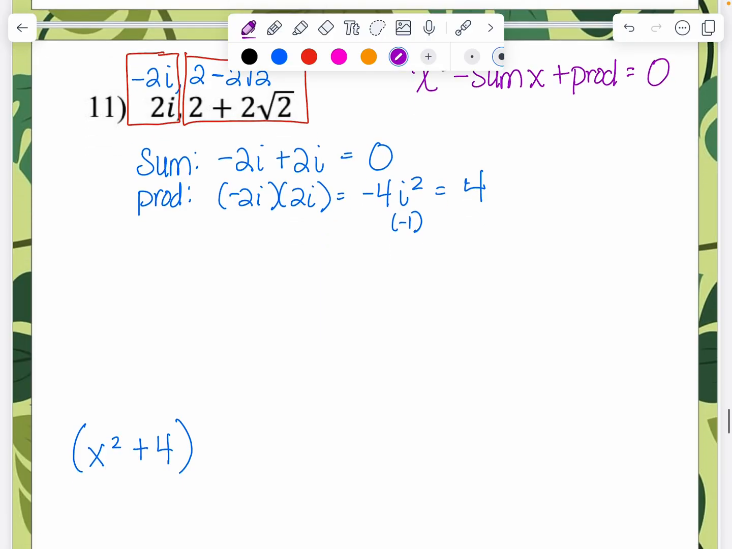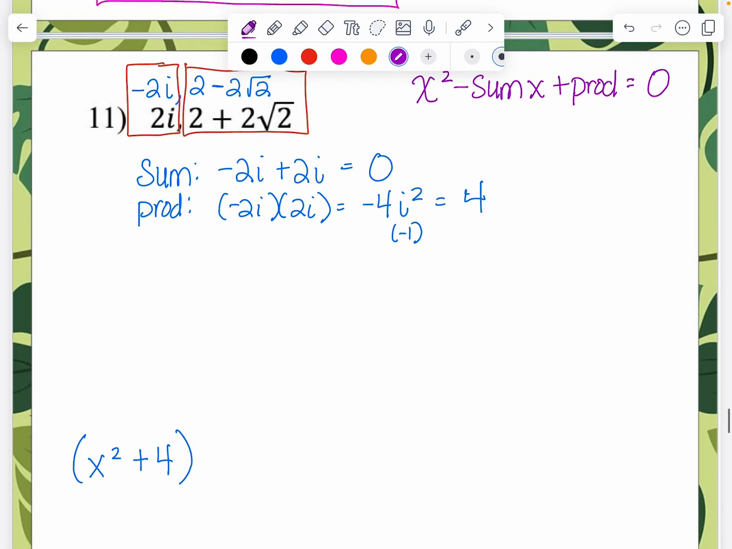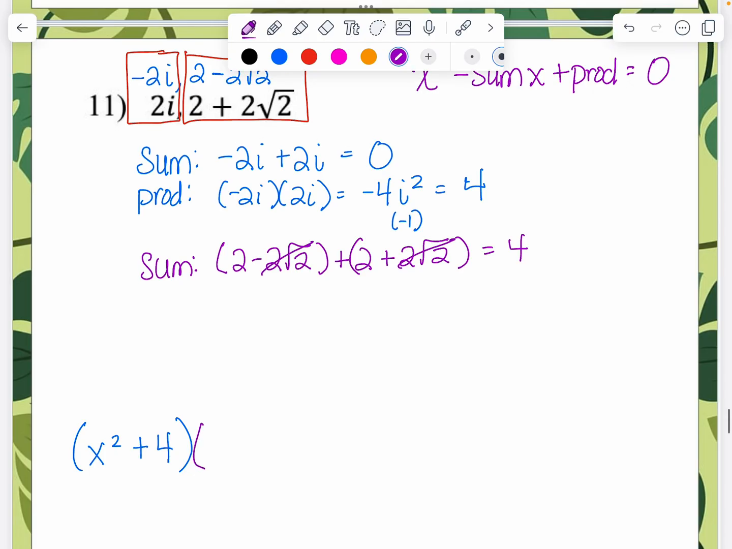All right, now we're going to do the sum and products with this other guy. So sum of 2 minus 2 square root of 2 plus 2 plus 2 square root of 2 equals just 2 plus 2, which is 4 because these last terms cancel. So I'm going to go ahead and start this quadratic. X squared minus 4x, the opposite of that, x. And then I'm going to go ahead and do the product to get the last little bit of this.